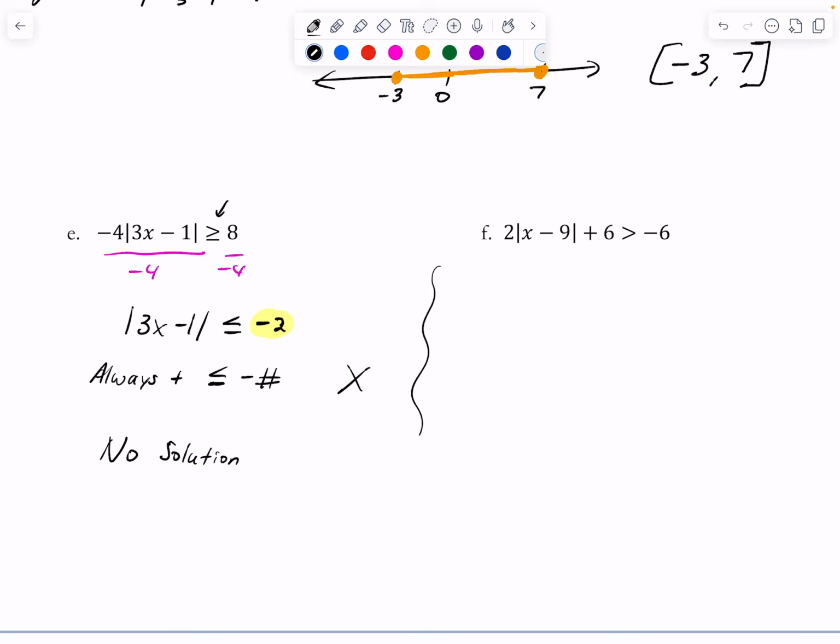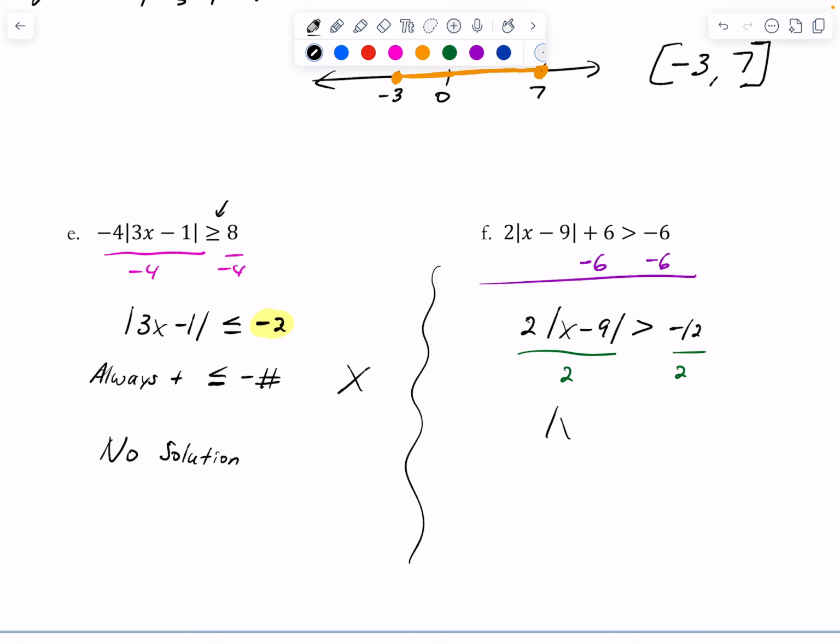Now for F, I'm going to isolate by subtracting 6. So 2 times absolute value of x minus 9 is greater than negative 12. Divide both sides by 2. Now I'm not changing the inequality symbol here because I divided by a positive 2. So less than negative 6.